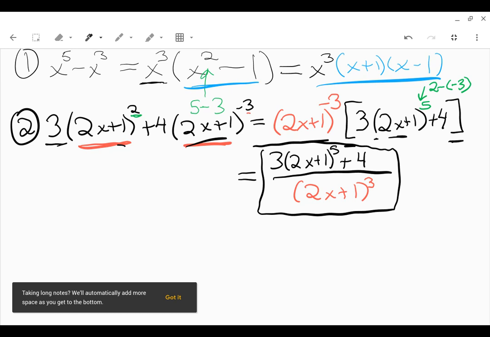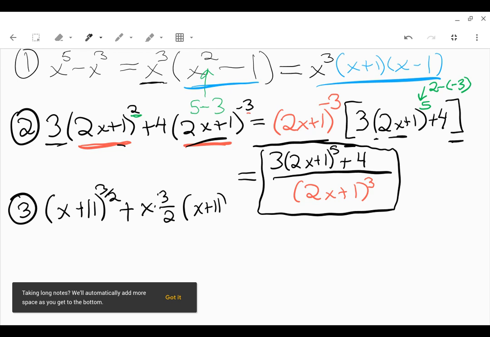One last factoring problem for this video. So dealing with another layer of complexity here. Let's say you have x plus 11 to the 3/2. And I believe this is one I took out of your MyMathLab homework. So you should have a very similar problem somewhere in your homework. But so I have x times 3/2 times x plus 11 to the 1/2.